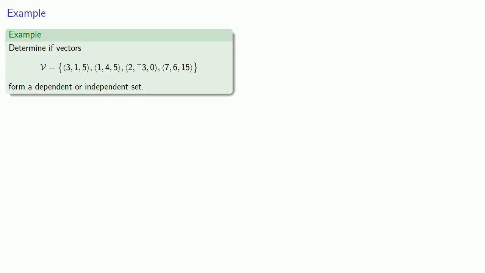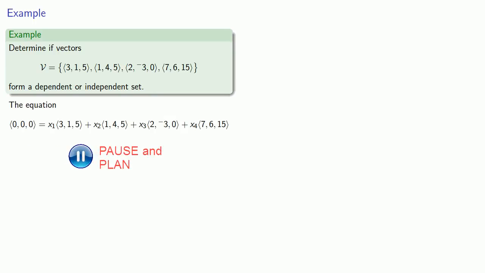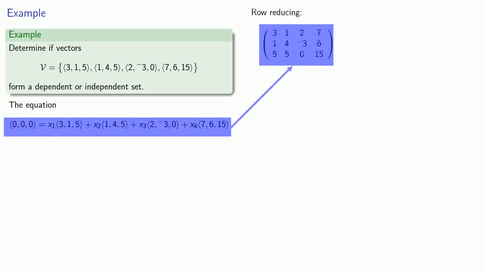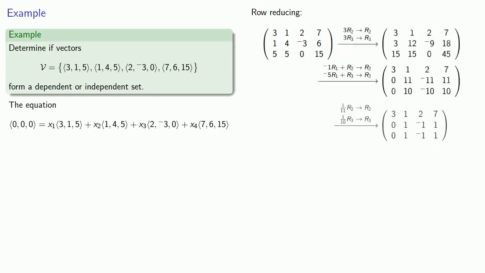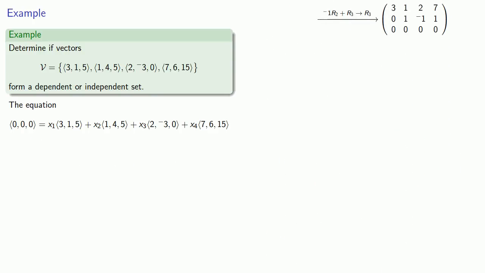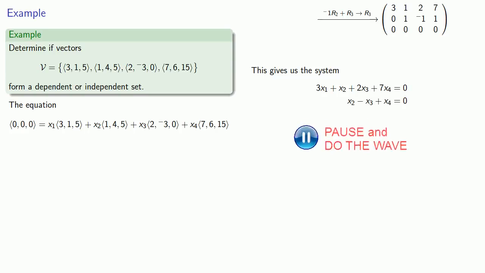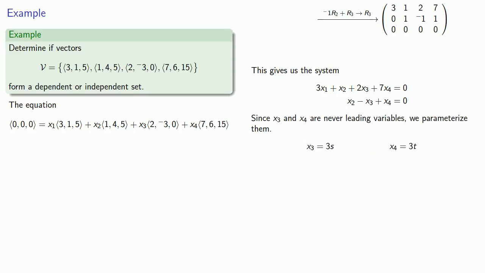So we'll set down the equation linear combination equal to 0, create the coefficient matrix, and row reduce it. So our system in row echelon form will be 3x1 plus x2 plus 2x3 plus 7x4 equals 0, and x2 minus x3 plus x4 equals 0. And since x3 and x4 are never leading variables, we can parameterize them, and back substitution will give us our solutions.